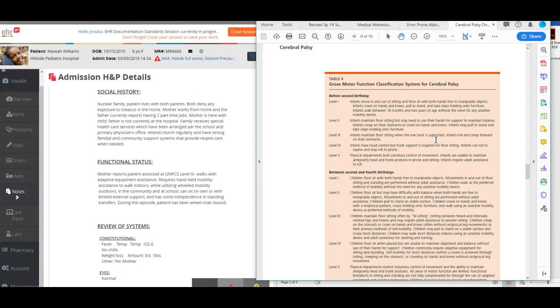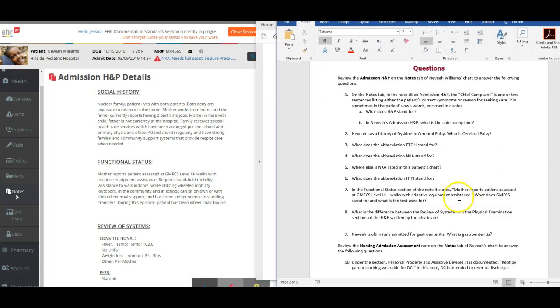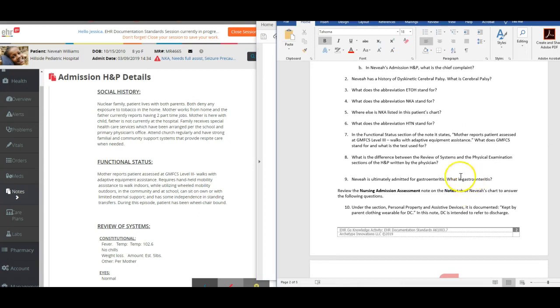So that's her mobility level, and that is what she is classified at currently, and thus requires the handheld mobility assistance to walk indoors, and so on there. So that's where you would find that information if you were having trouble with that. And again, you just want to continue going through the questions and looking in the resources that you have available to you that you downloaded to answer these questions.